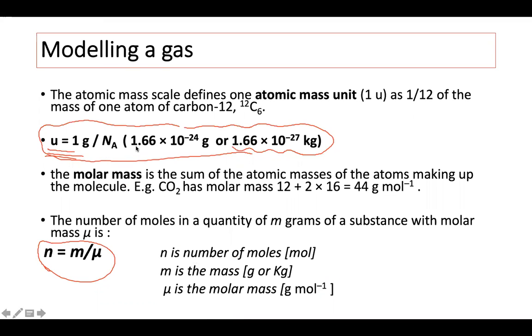Atomic mass unit is 1 over 12 of the mass of an atom of carbon. It is equivalent to 1 gram over Avogadro's number, and it's a fixed number. It gives me the ability to scale or identify the atomic mass for any object. Molar mass is the sum of the atomic masses found inside the molecule. We already know how to calculate it.